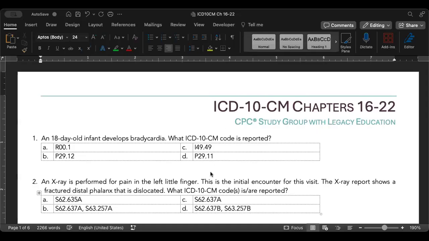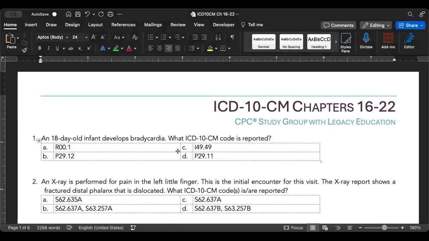All right, so this is our last week talking about ICD-10. This is going to go over chapters 16 through 22. So we're going to talk about perinatal conditions, congenital conditions, signs and symptoms, injuries, so your burns, your fractures, things along those lines. And then we'll also talk about external causes a little bit and Z codes and all that stuff. Okay.